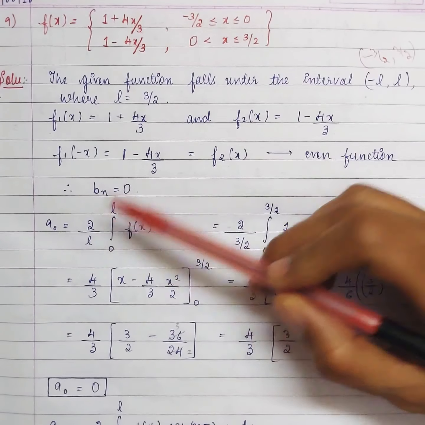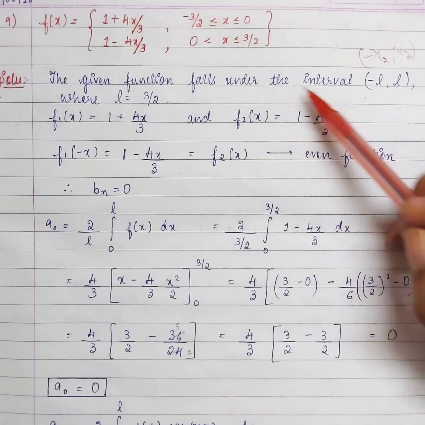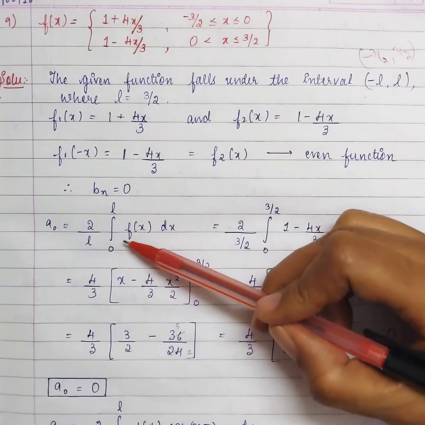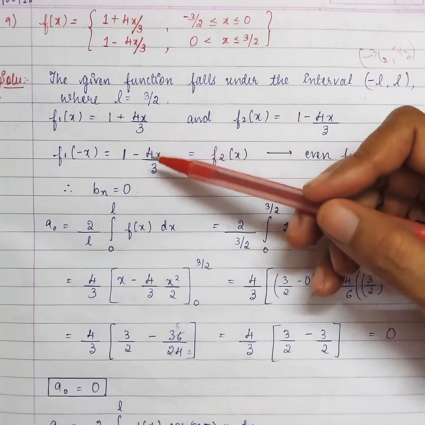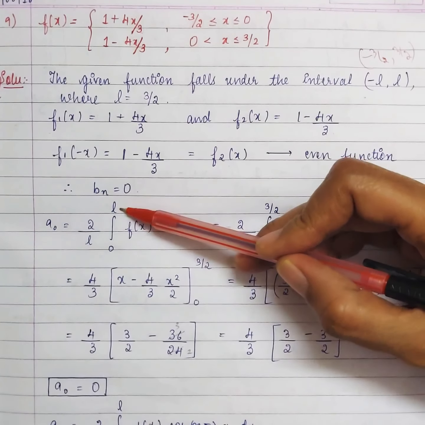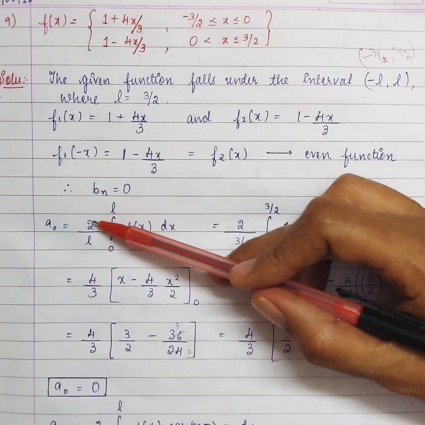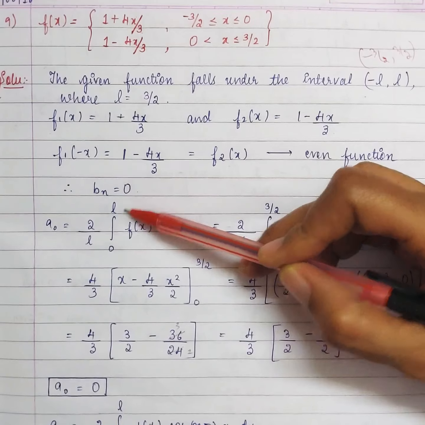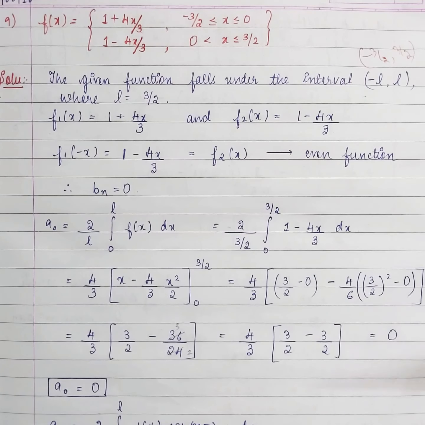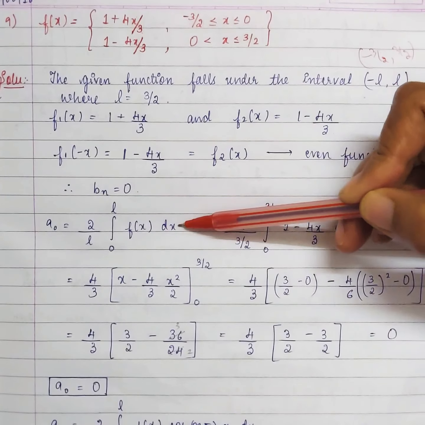2 by L. Remember, once we declare the function is even, we will not integrate completely from minus L to L. I am saying anyhow this function is even, so why should I waste time finding the entire thing? I will find only for half, 0 to L, and multiply by 2. And remember, in the previous one we wrote 1 by L integral minus L to L because the function is neither even nor odd. So 2 by L integral 0 to L f of x dx.